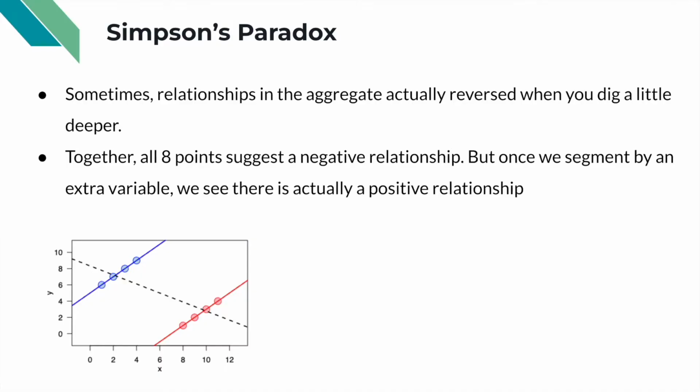Simpson's paradox refers to a phenomenon in data science where when you analyze data at the aggregate level, you see one pattern, but once you decompose that data, you actually see the opposite pattern emerge. All 8 points together suggest a negative relationship. However, once we segment by an additional variable, let's say color, we can actually see there are two positive relationships for each of the groups individually.